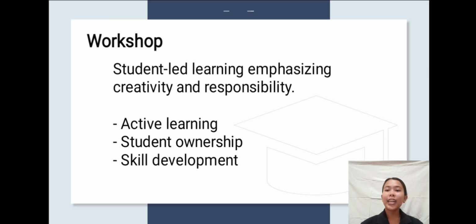So, here are the key features of the workshop. First is active learning, students' ownership, and skill development.